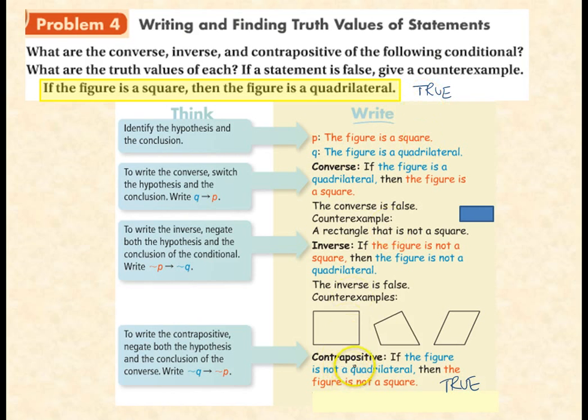So we can see that our logical equivalence worked out. The contrapositive has the same truth value as the original statement, and the inverse and the converse have the same truth value. They're both false.